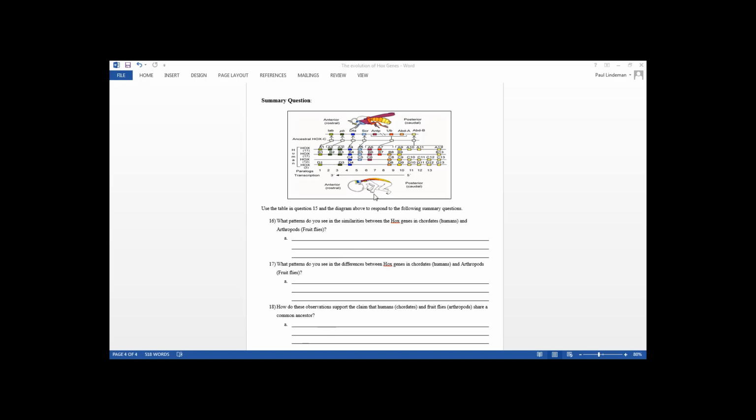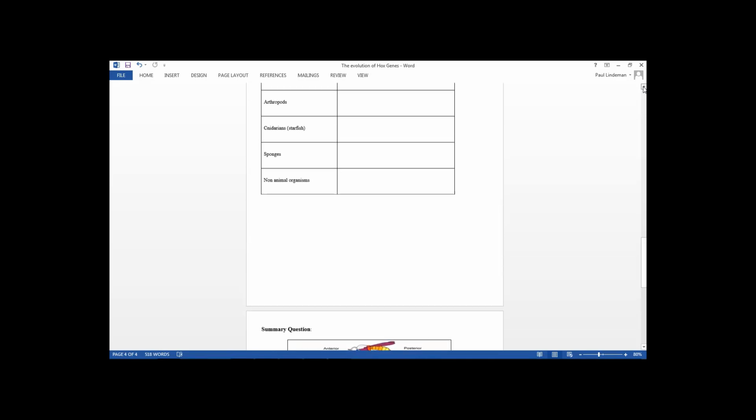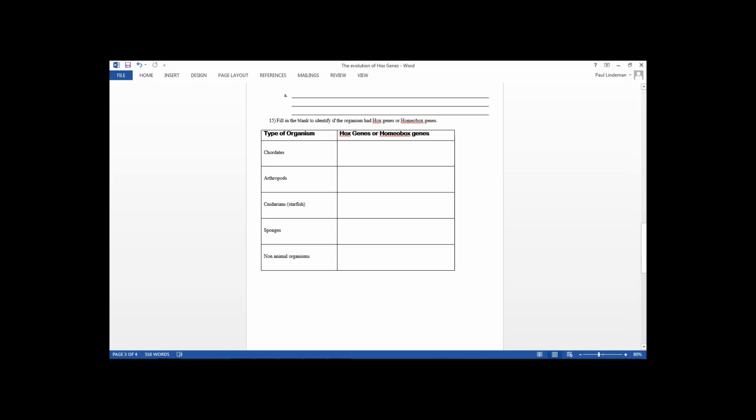So look for differences and similarities between those two. You should be able to relate how it relates to a common ancestor based on what you just saw in the video, based on what you see in this table up here, which was from the video. You should be able to do that.